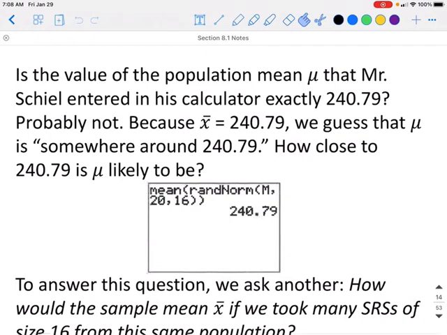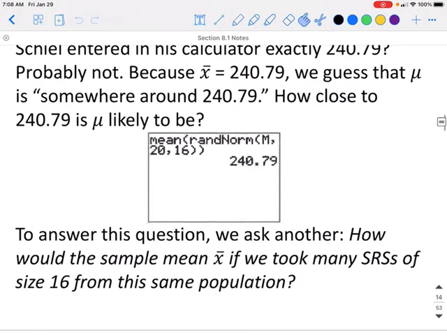Is the value of the population mean mu that Mr. Shields entered into his calculator exactly 240.79? Probably not. Because x bar equals 240.79, we guess that the mean is somewhere around 240.79. How close to 240.79 is mu likely to be? To answer this question, we ask another.